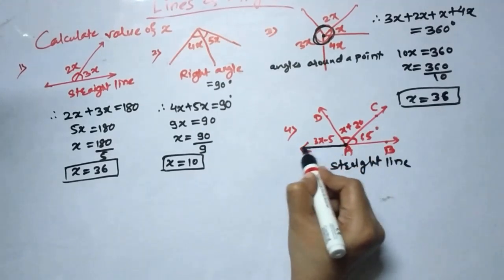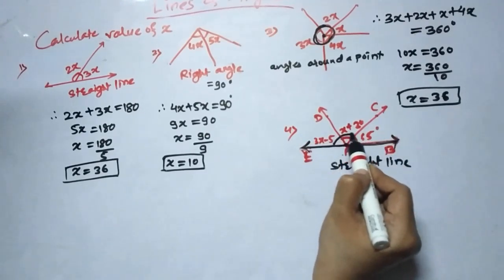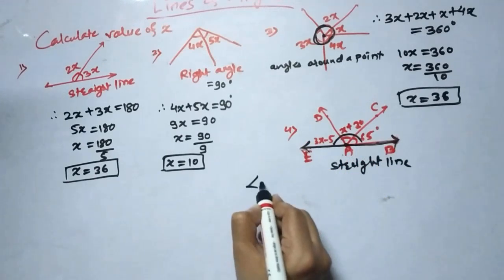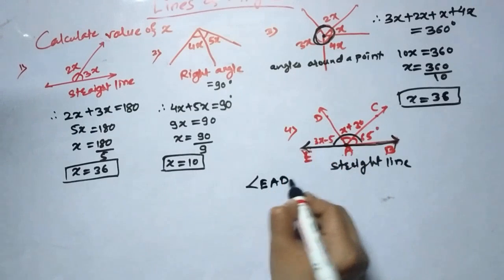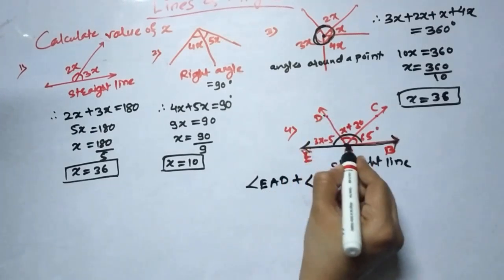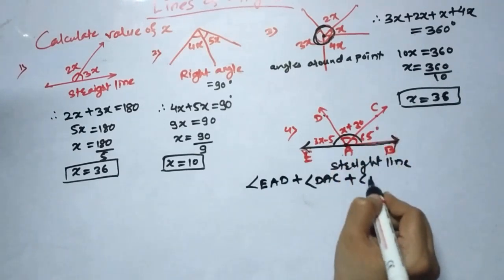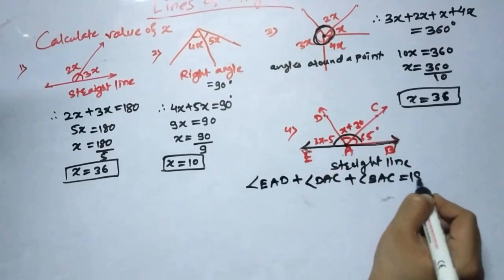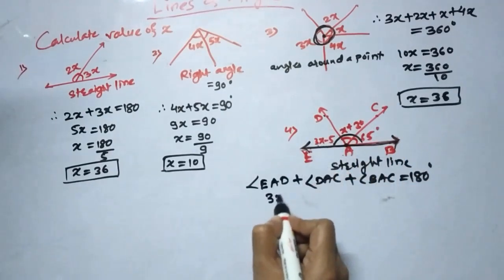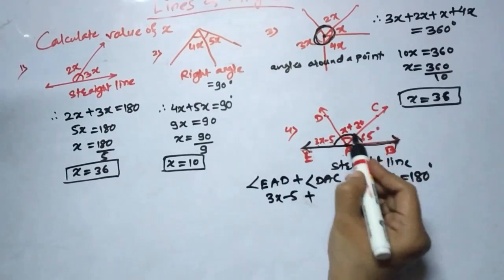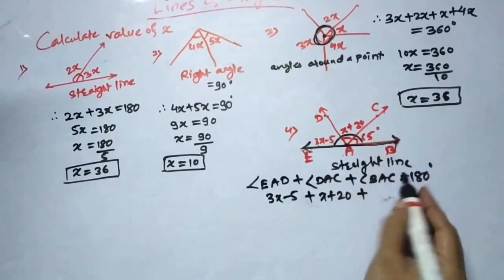And this EA and this AB, these are opposite rays. So this all complete angle makes 180 degrees. So you'll write angle EAD plus angle DAC plus angle BAC is going to make 180 degrees. Just put this value: this is 3x minus 5, plus this angle is x plus 20, plus this angle is what? 65.